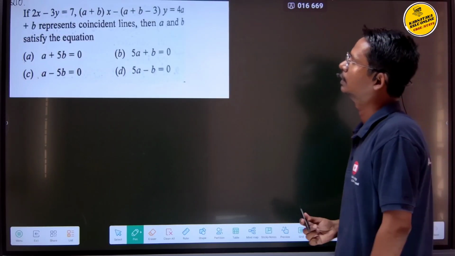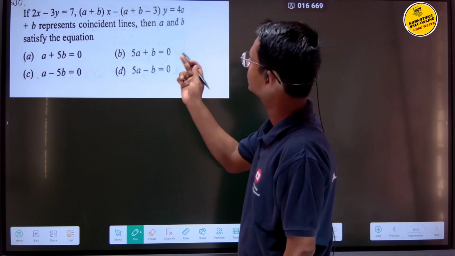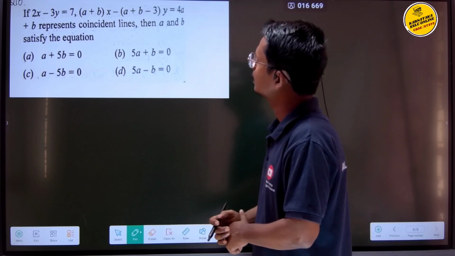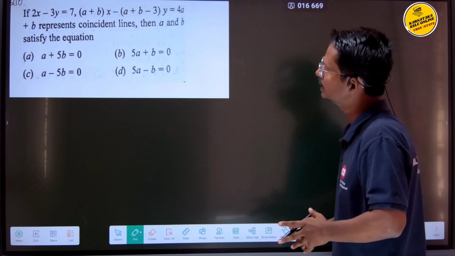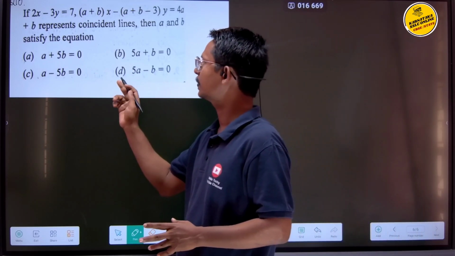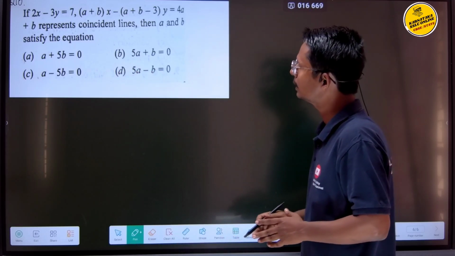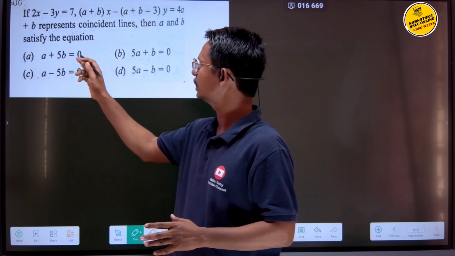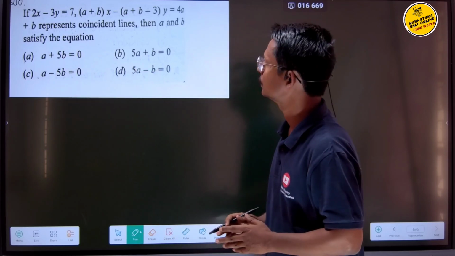Last one. They have given equations which represent coincident lines, and we need to find a and b that should satisfy the equation. You need to first find the values of a and b and put them in the equation, and the LHS should be equal to 0. That you need to identify.